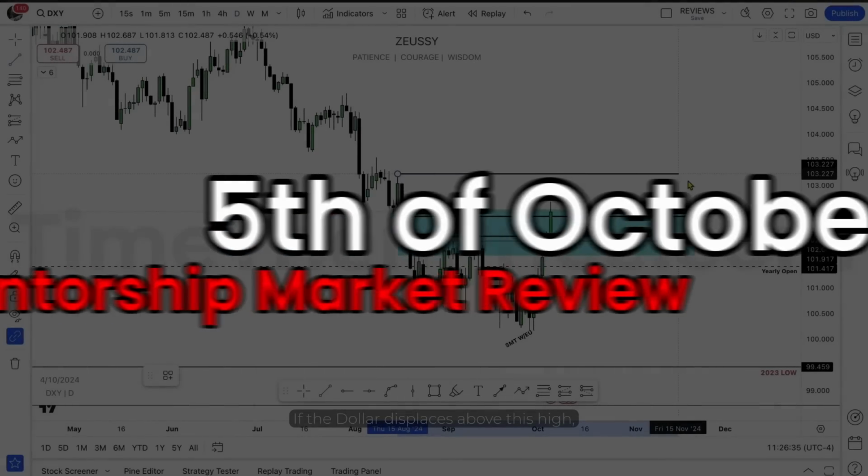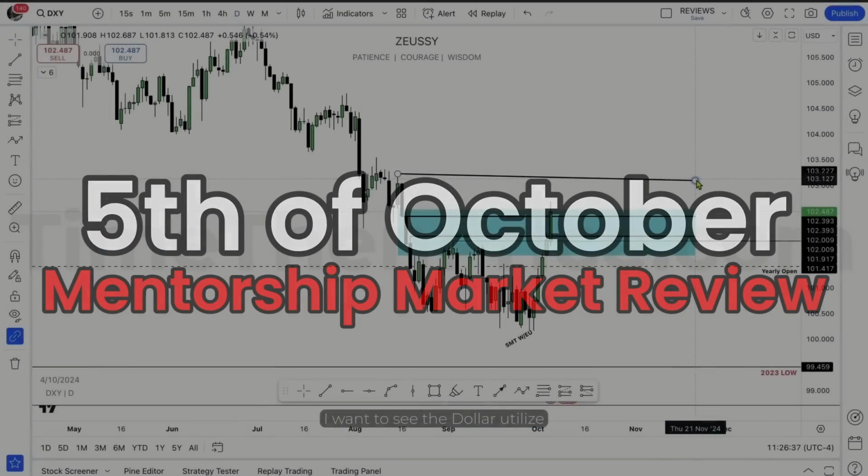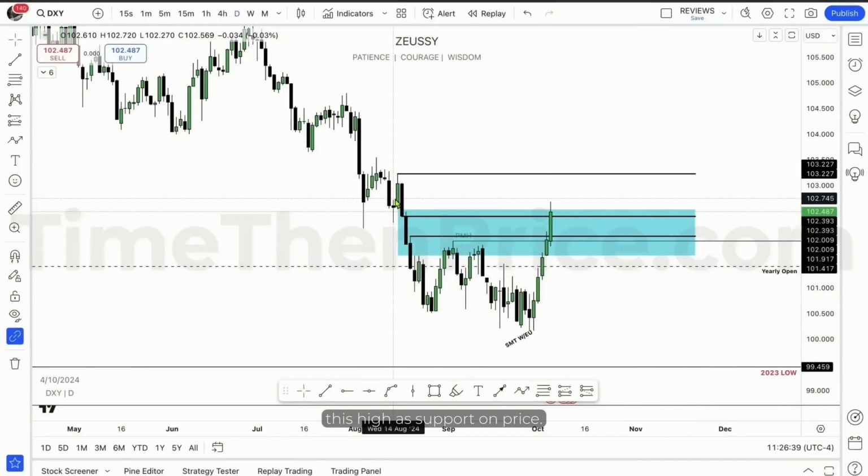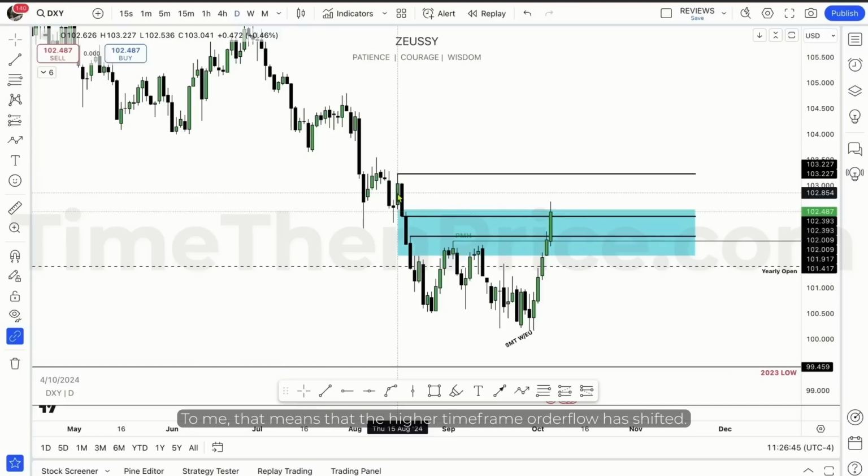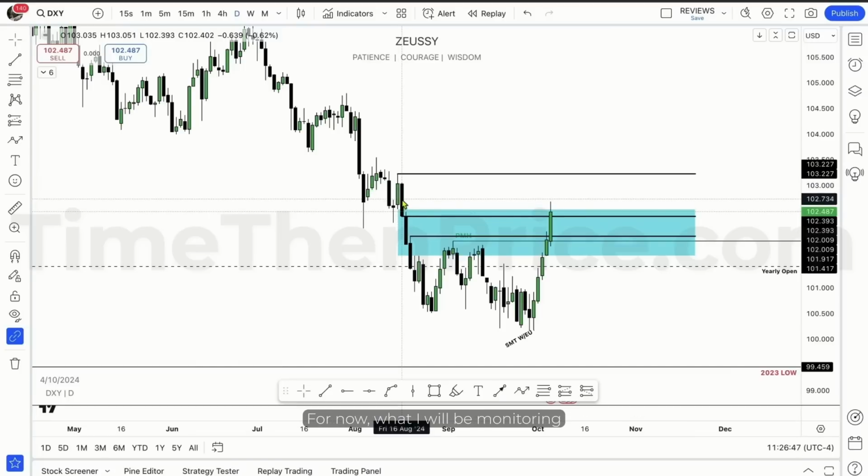If the dollar displaces above this high, I want to see the dollar utilize this higher support on price. If the dollar begins to utilize this up-close candle as support on price, to me that means that the higher time frame order flow has shifted. For now, what I will be monitoring going into next week is whether or not the dollar is going to find support inside of the range of this sequence of imbalances right here.